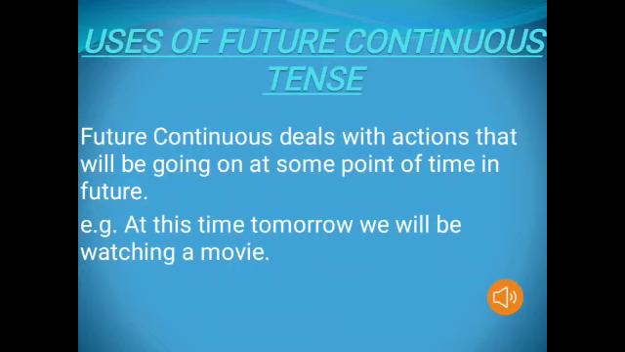Uses of future continuous tense. Future continuous tense deals with actions that will be going on at some point of time in future. For example, at this time tomorrow we will be watching a movie. At this time tomorrow means some point of time in future, that is, at this time tomorrow we will be watching a movie. The action will be going on, the action will be we will be watching a movie.